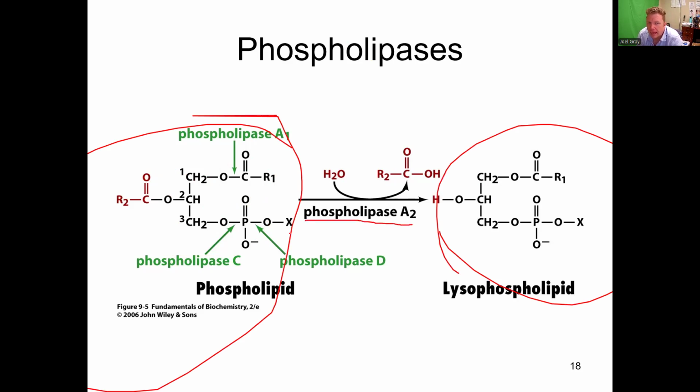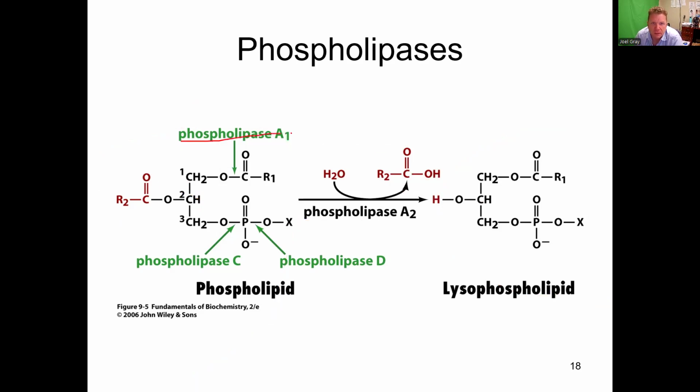Phospholipase A2 is acting on carbon number 2 and releasing this fatty acid from carbon number 2. That really looks like a narwhal now. So that's going to give us a lysophospholipid. So that's where phospholipase A2 is. Phospholipase A2 is specifically acting on carbon number 2 to release a fatty acid from a glycerophospholipid. Phospholipase A1, by comparison, is going to act on carbon number 1 and release a fatty acid.